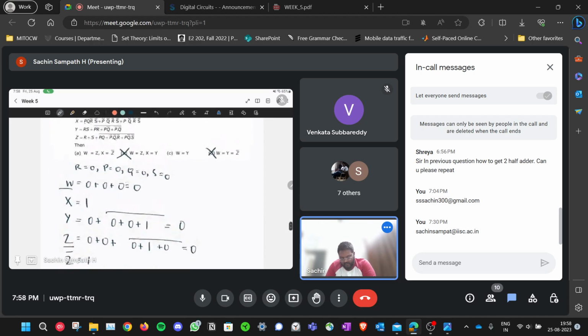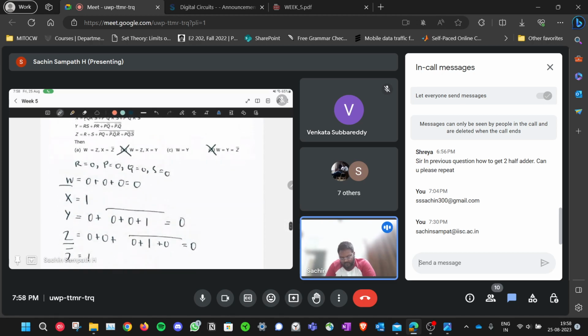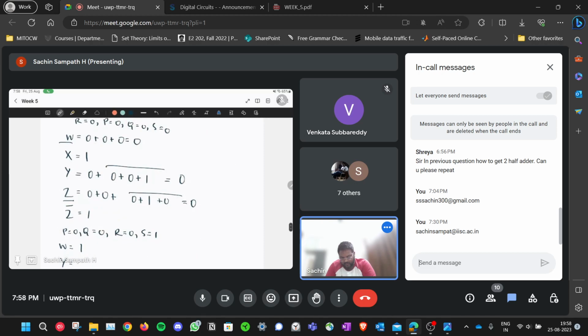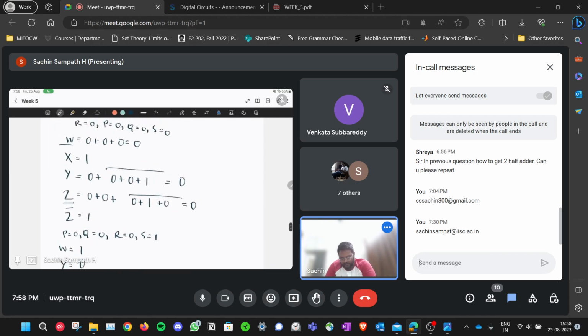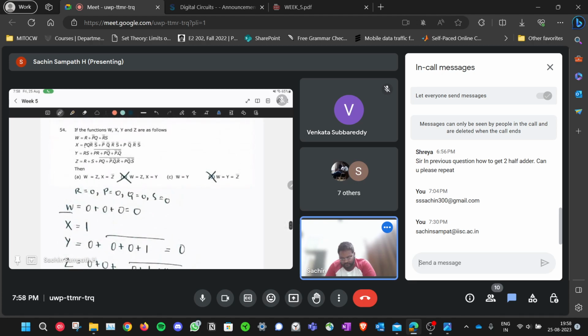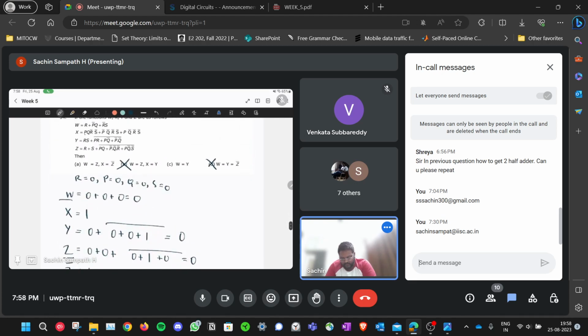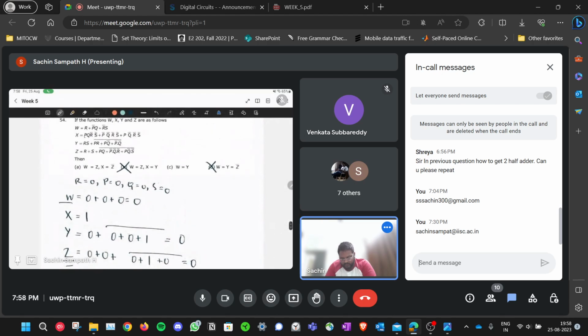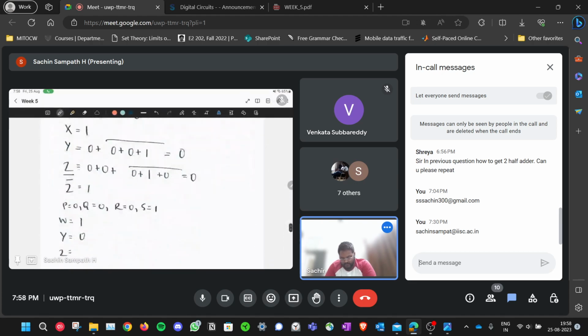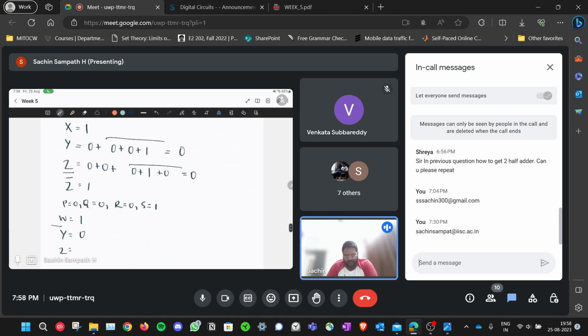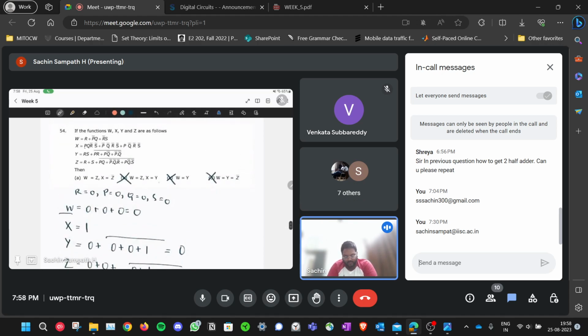Let's see what is y and what is z. Y is rs is 0, pr is 0, pq bar is 0, p bar q bar is 1, y is again 0. Right. Yeah, so as you can see, W is 1, Y is 0, so W is equal to Y is also wrong. So this is the right answer.